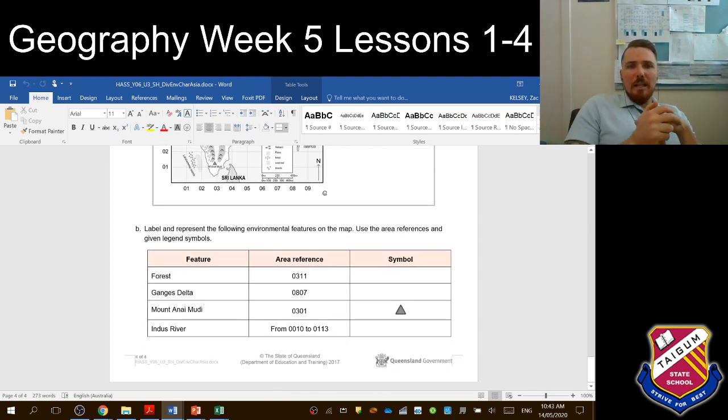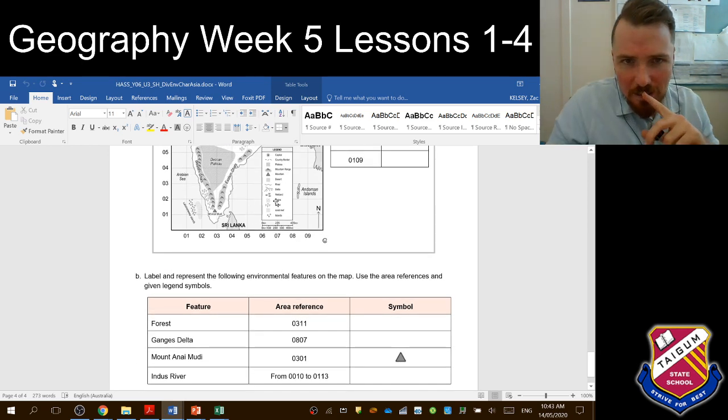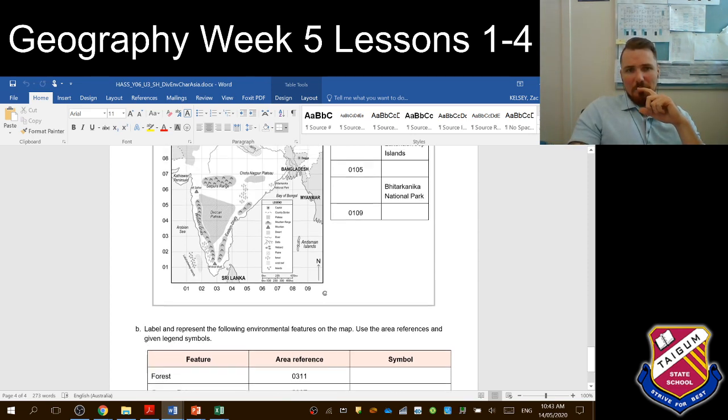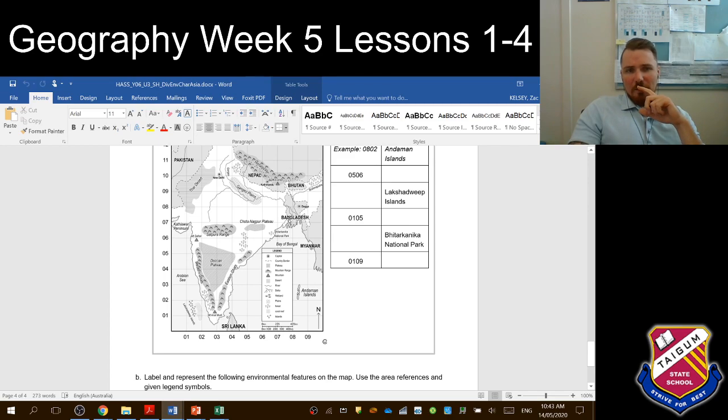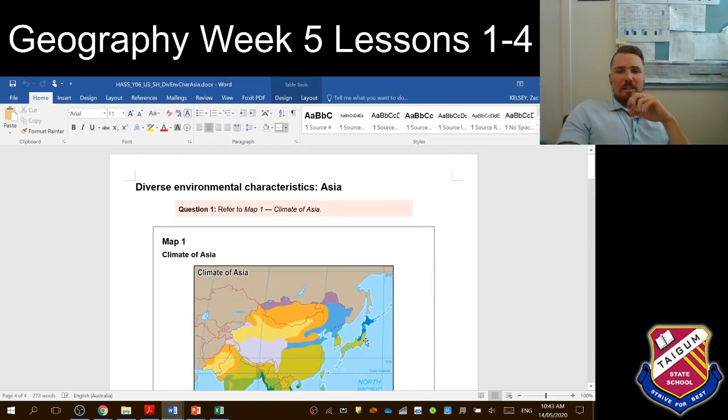Last one, label and represent the following environmental features on the map. Use the area reference and give legend symbols. So here's the area reference. There's a feature here, and we have symbols that are included here as well. You need to find these and then add the symbol in there as well. If the symbol is not already on the map, you can add that yourself too. Again, having these printed off will make life much easier for you.